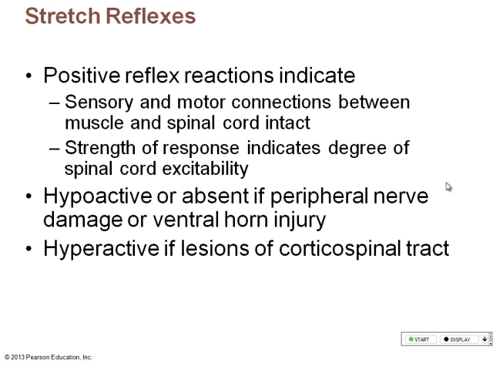So, positive reflex reactions indicate that sensory and motor connections between muscle and spinal cord are intact, and the strength of the response indicates the degree of spinal cord excitability. So this can tell a doctor quite a bit about that particular group of nerves by just testing that little innervation of that group of muscles in the lower limb.